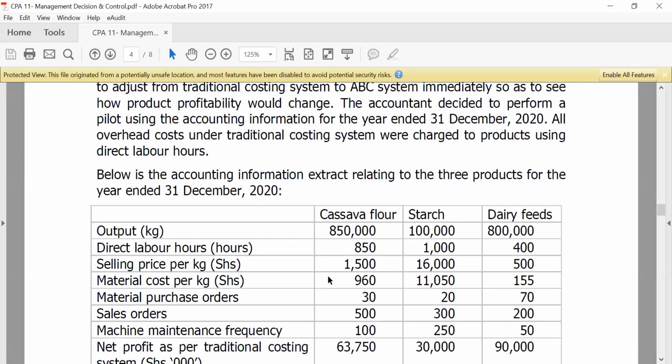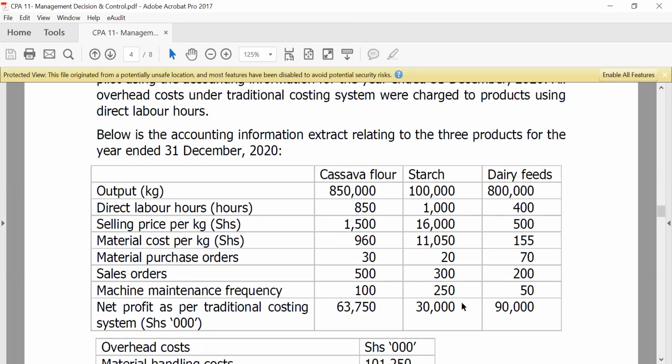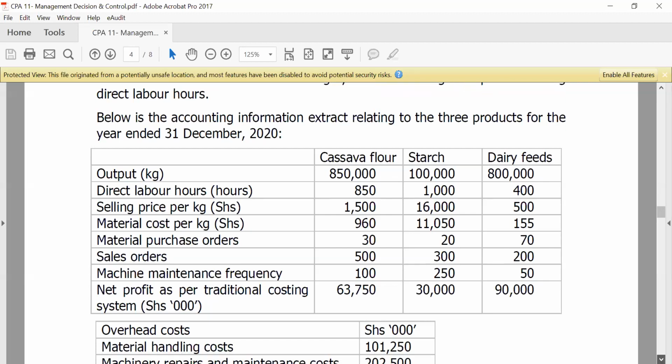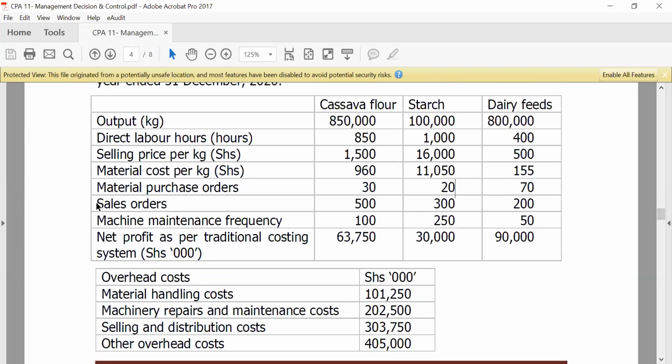Then we have the material cost per kg, which is 960, 11,050, 155. Then we have material purchase orders, 30, 20, 70, sales orders 500, 300, 200. And then we have machine maintenance frequency 100, 250, then 50. Then when you get down, we have 63,750, 30,000, 90. Okay, that's what we have. And then we have overhead costs. Now, the overhead costs are those general costs, what I call the fixed costs, that cut across all the products. One of the things that you need to realize whenever you're given such a question is that you need to understand which one.